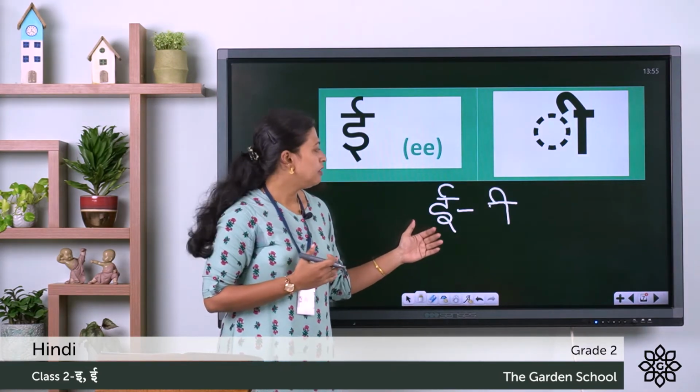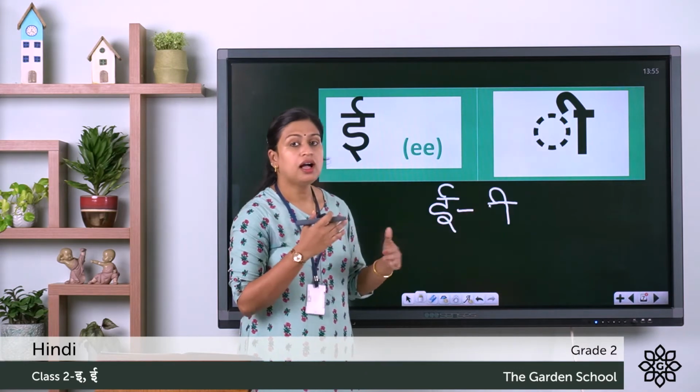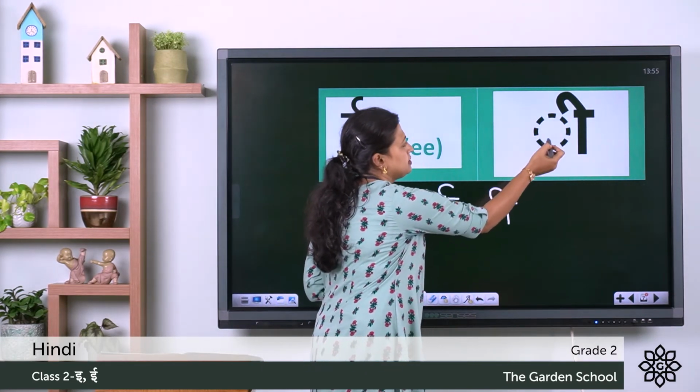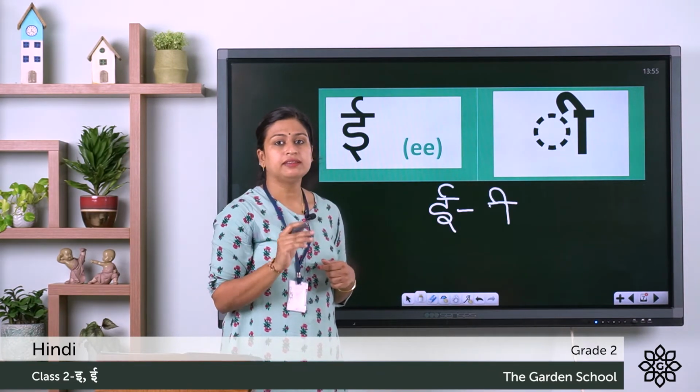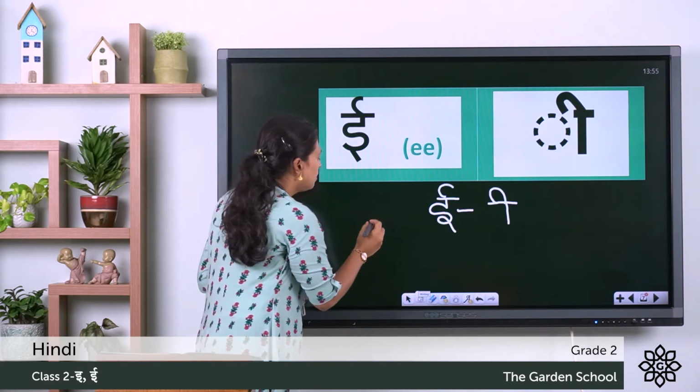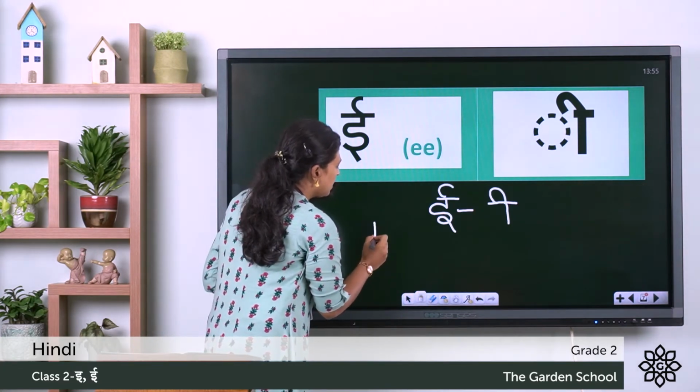So here we write this Ee symbol after the consonant. You can see here the dotted place. This is the place to write the consonant, that is the Vyanjanakshar. For example, Vyanjanakshar Ka.